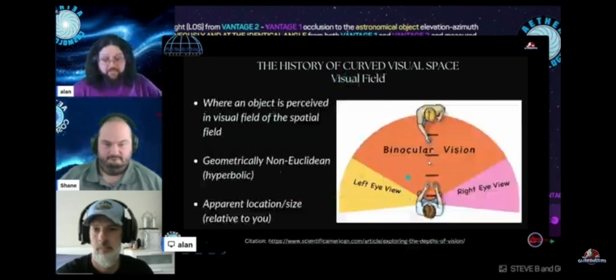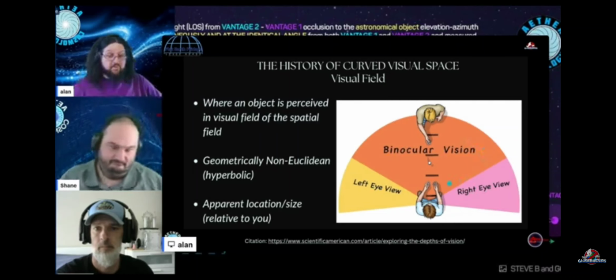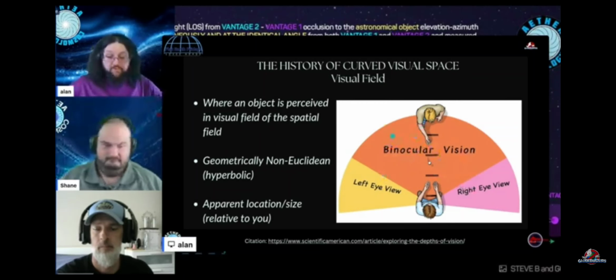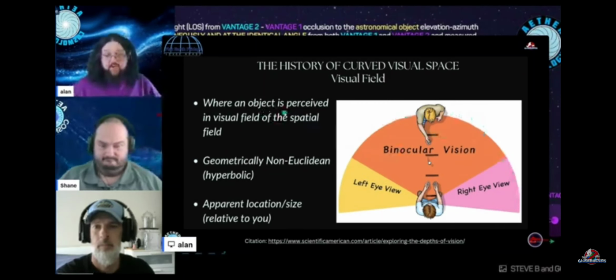Now the visual field is defined by the overlapping of your left and right eye, where you have the binocular field of vision. Obviously, this whole 180 degrees is part of it, but this is how you would break it up into its subsections there. But this is where you perceive things. So this is not where an object necessarily physically is in reality.